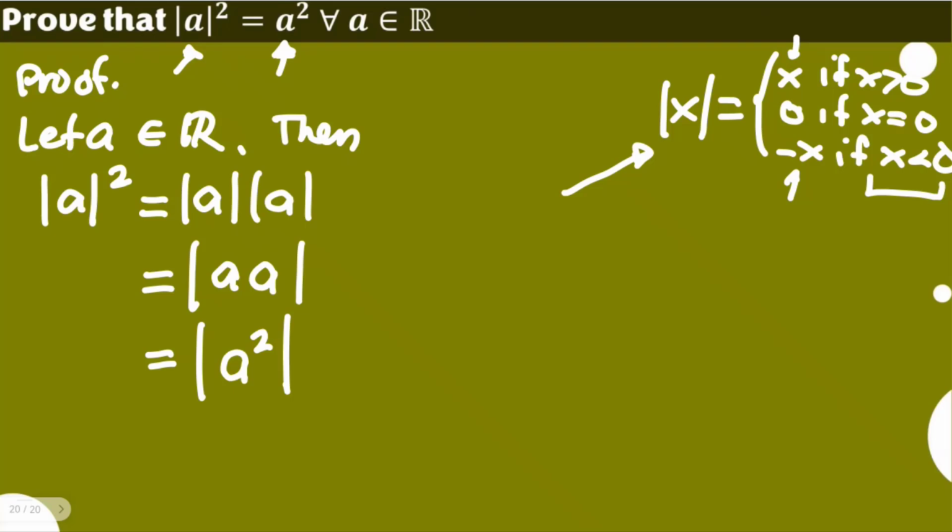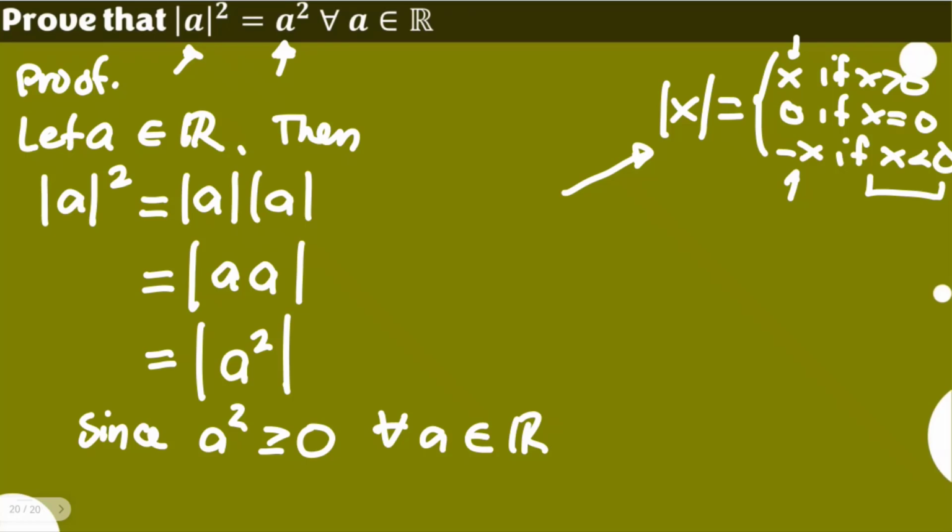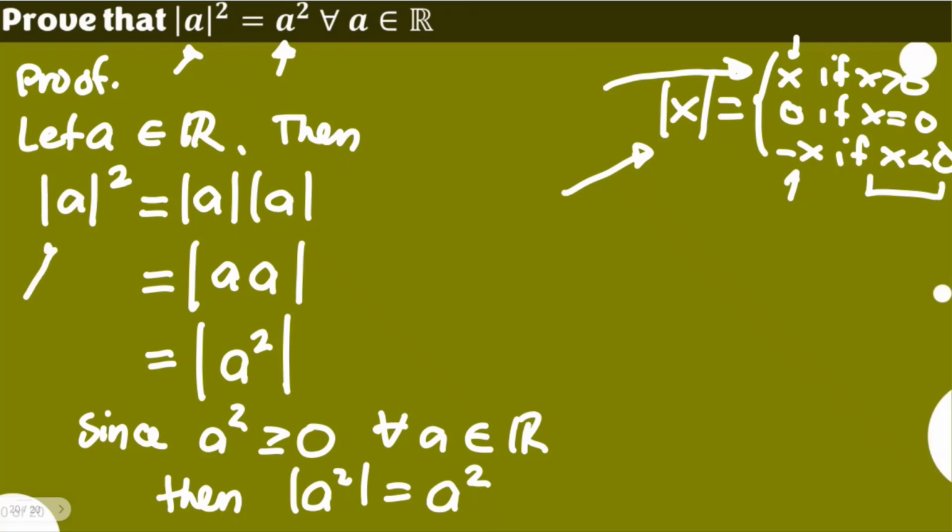We can invoke this statement: since a squared in nature is greater than or equal to 0 for all a element of real numbers, because as long as you square any real number, it will always be greater than or equal to 0, then we are going to pick the first statement. Then we have the absolute value of a squared is just equal to a squared itself. So we have now shown that from this portion we reach that. Thus we can now say that the square of the absolute value of a is equal to a squared for all a element of R, and this ends the proof for this property.